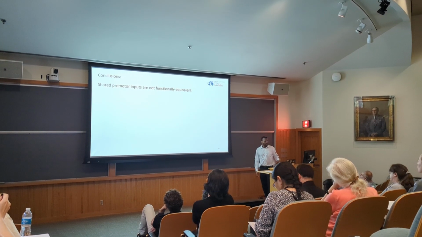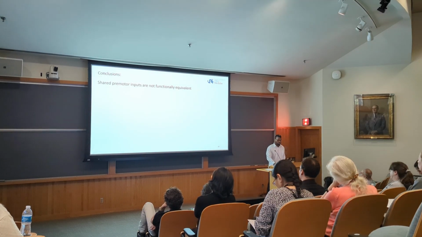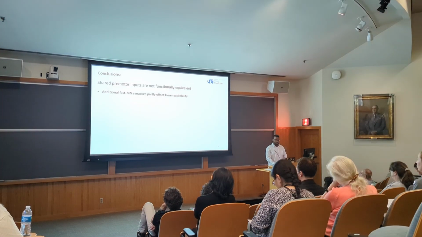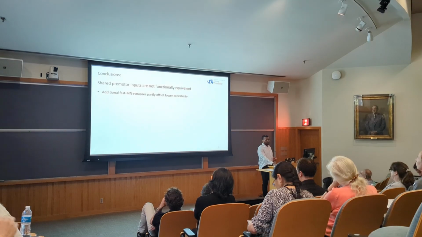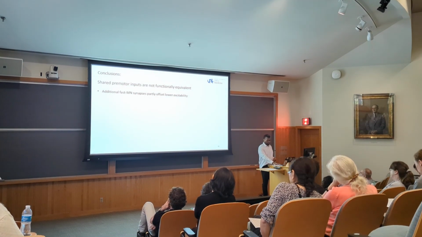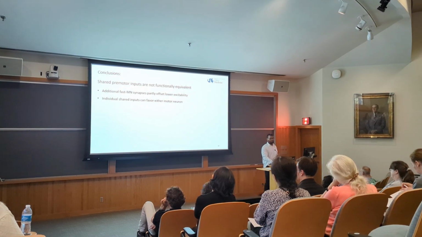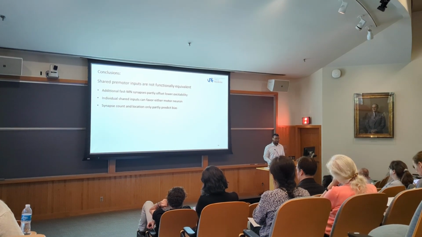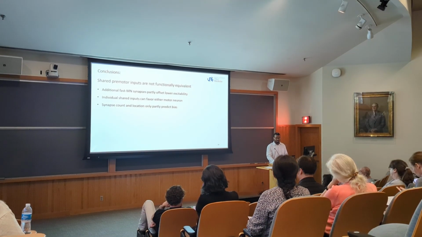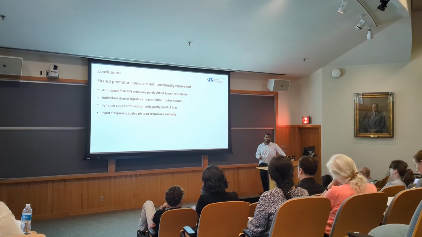Okay, to summarize, I hope I've convinced you that shared premotor inputs don't necessarily provide equivalent functional drive, and that additional synapses onto the fast motor neuron partly offset its lower intrinsic excitability, but don't fully explain orderly recruitment, per se. At the same time, individual shared premotor inputs can preferentially depolarize either the slow or the fast motor neuron. Synapse number contributes to this bias, but neither synapse number nor location can fully predict it. And input frequency also scales the plateau responses fairly similarly between both motor neurons.